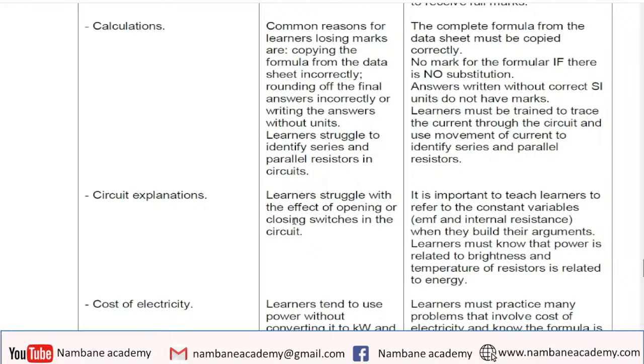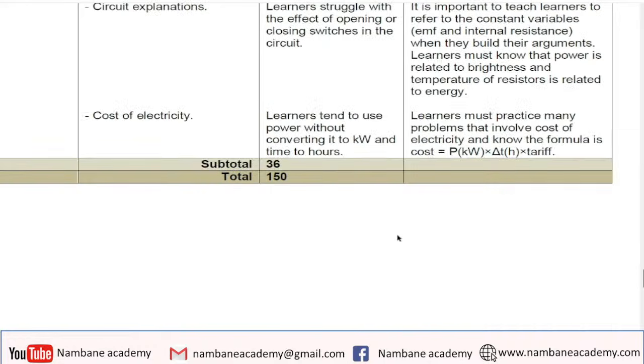And in the explanation, like we have been doing, we use the physics formula to explain. And if that formula has other variables and you're comparing these two, these other variables must be kept constant. That is the principle that we use. And then lastly, we'll have cost of electricity. With cost of electricity, many of our learners tend to ignore or neglect this part of electricity. It is examinable. It might be asked. So please practice calculating cost of electricity.